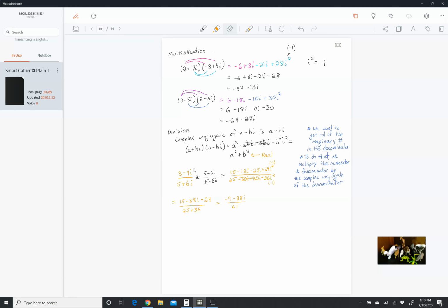Okay, and now we're going to put this in a plus bi form. So in a plus bi form, it becomes negative 9 over 61 minus 38 over 61i. So one thing that you want to remember is always look to reduce your fractions.